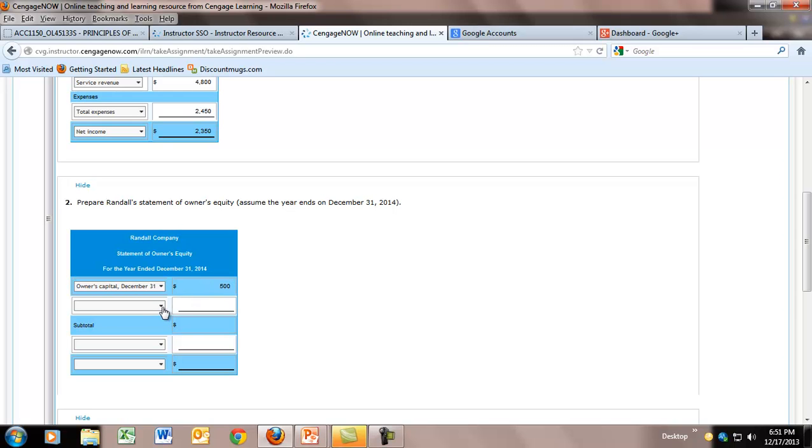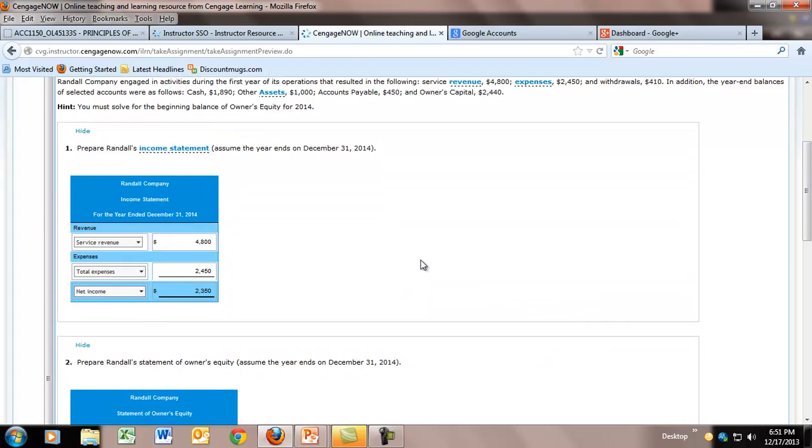Okay. Then we take our net income for the year and add it in. Our net income was calculated up here, so I'm going to carry down that $2,350. When I add those together, my beginning owner's equity plus my net income for the year gives me $2,850. So now I know what my subtotal is.